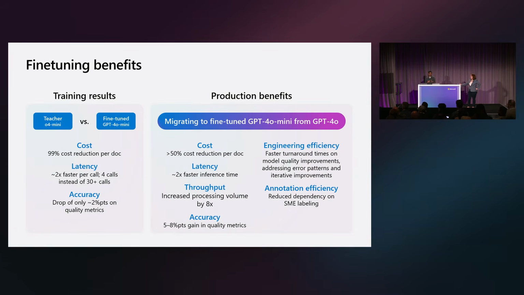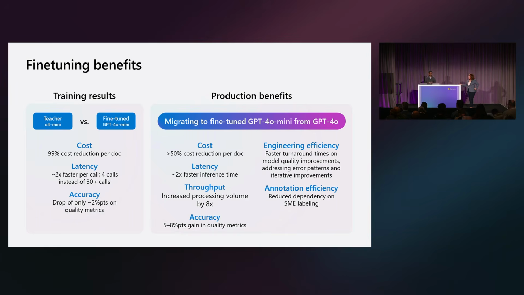On the training front, of course, being GPT-4o Mini, it was much lower in terms of cost for processing documents. And given the instruction fine-tuning, it was good in terms of being able to reduce the number of calls we need to make per document. And the gap in accuracy between the teacher and student model was less than 2 percentage points.